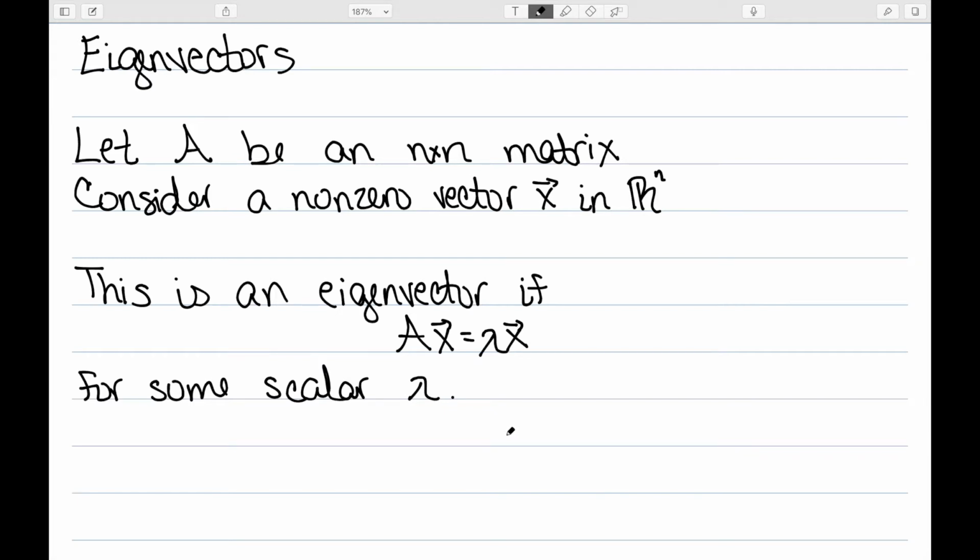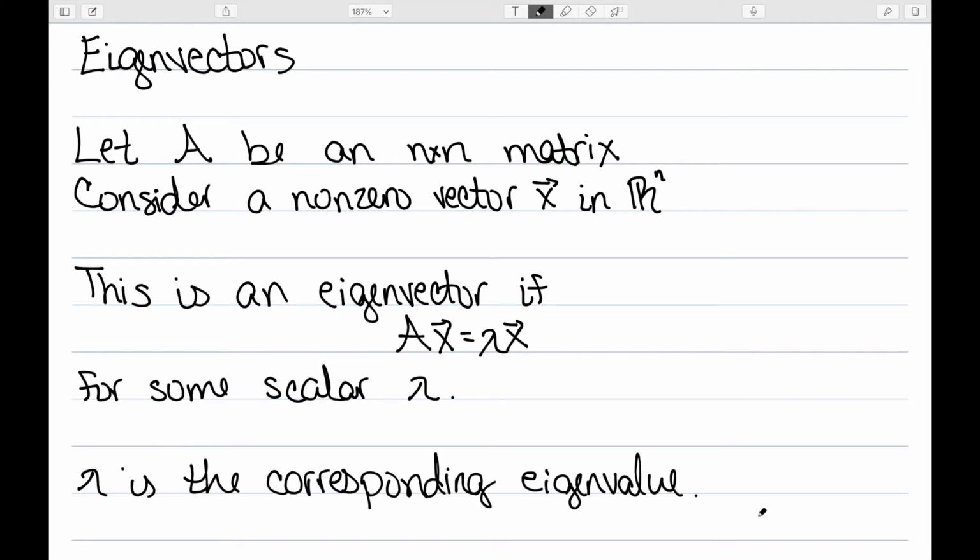So we call x an eigenvector if multiplying by A is the same thing as just multiplying that vector by a number. And we say that lambda is the corresponding eigenvalue. And we'll deal more with eigenvalues in a later video.